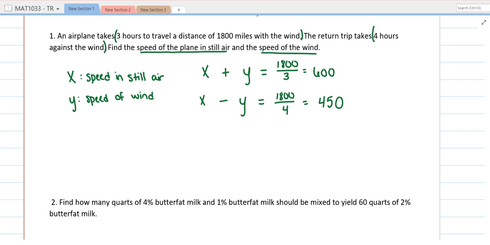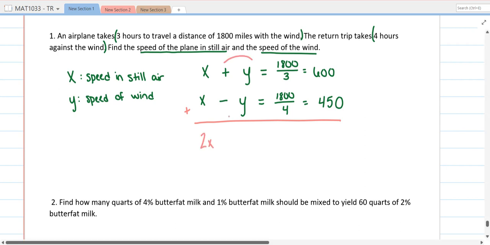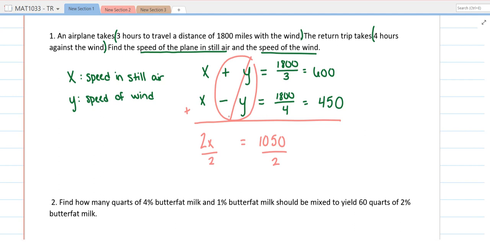We can solve by either substitution or elimination. My recommendation is elimination, because if I just add these together, I have x plus x, which gives 2x. The y's are going to cancel. 600 plus 450 is going to give me 1,050. Then I can quickly solve for x, which gives me 525. So the plane is traveling 525 miles per hour.